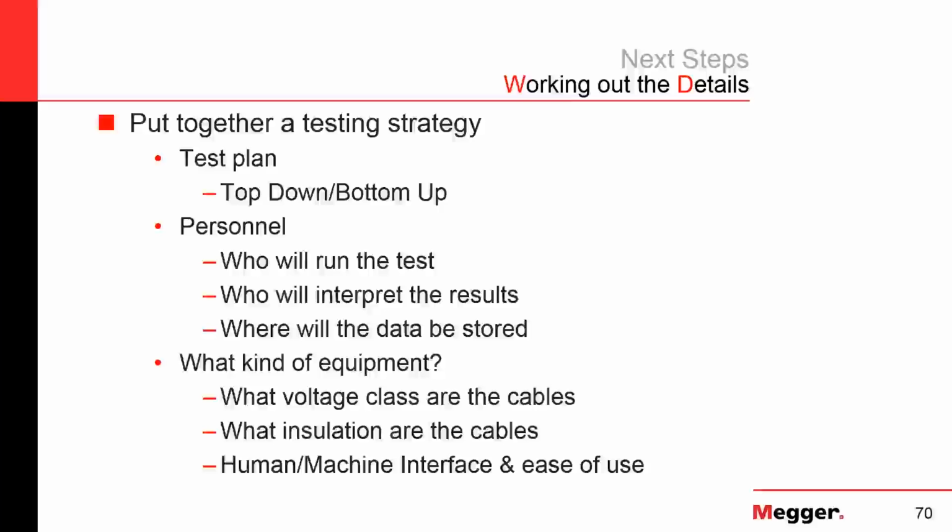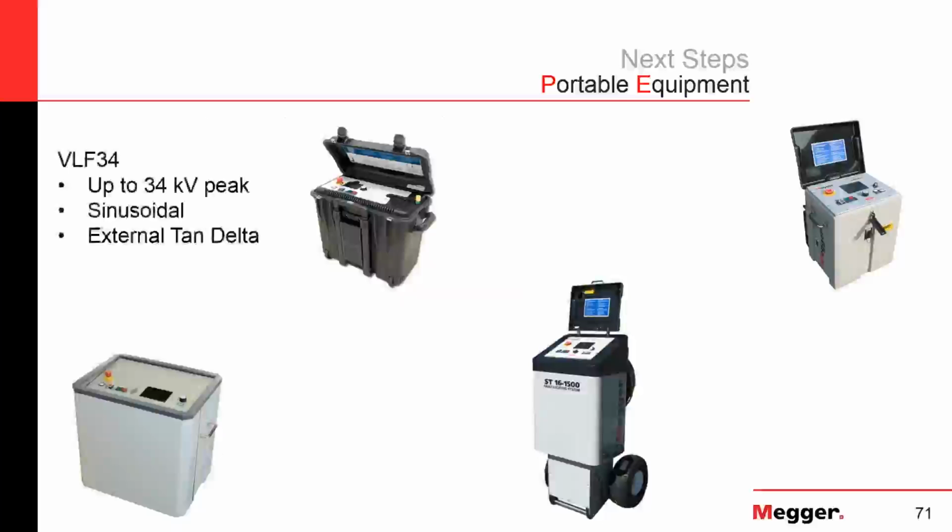And finally, with all this in mind, we have to determine what kind of equipment we need to get. What is important is what voltage class the cables are. Higher voltage class means a bigger piece of equipment. What installation are the cables? What's the human-machine interface like? Is it easy to use? Is it easy to train on? Easy to get people to operate the equipment?